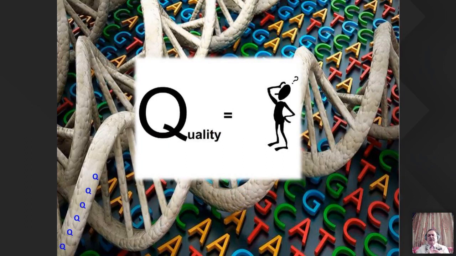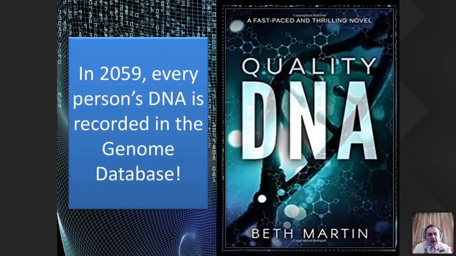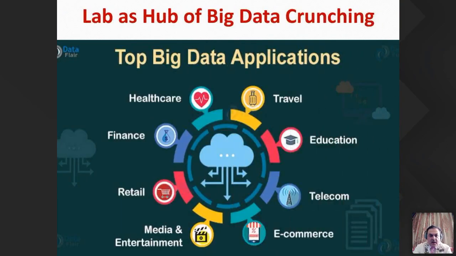Okay, what does quality have to do with the DNA? Very simple. In 2059, every person's DNA is recorded in the genome database. We started now with the vaccine. And this is a book, I leave it between your hands, written by Beth Martin, about the quality DNA and what the future is hiding for us.